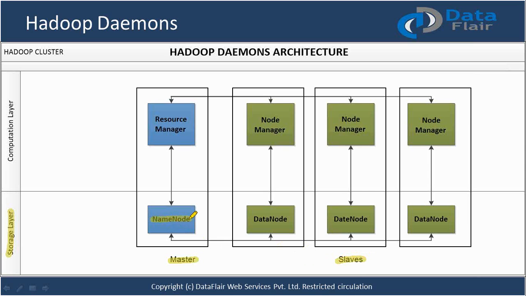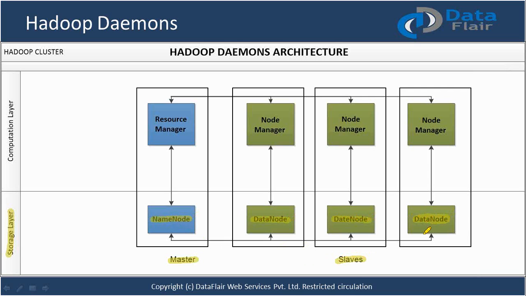On the other hand, on all these slaves, a daemon called data node runs. That is your lower layer. It is called the lower layer, as well as the HDFS layer, as well as the storage layer. So in the lower layer we have mainly two components, two daemons: one is name node and another is data node.